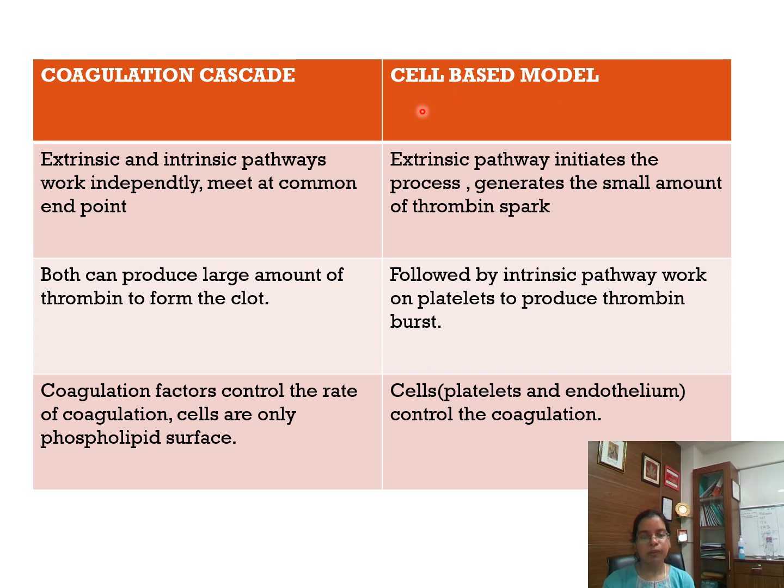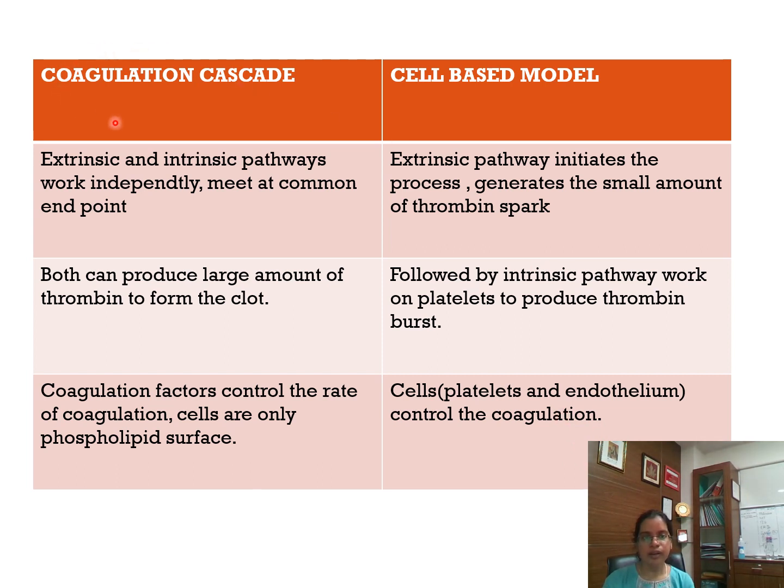Now, how does the cell-based model differ from the cascade model? In the cell-based model, we have seen first the extrinsic pathway gets activated by the tissue factor, which generates a small amount of thrombin. Then this thrombin binds to platelets and activates the coagulation factors in the intrinsic pathway to produce the thrombin burst. So in the cell-based model, two cells are involved, that is platelets and the endothelium. They both control the coagulation.